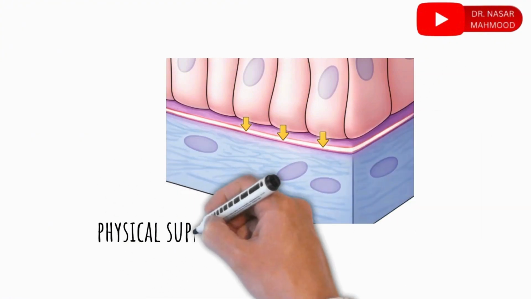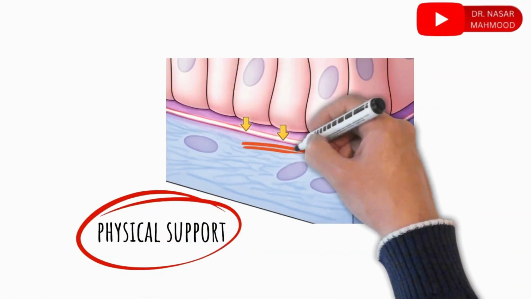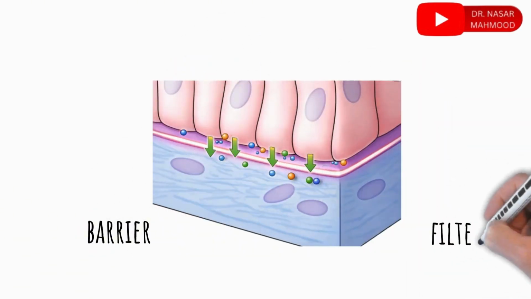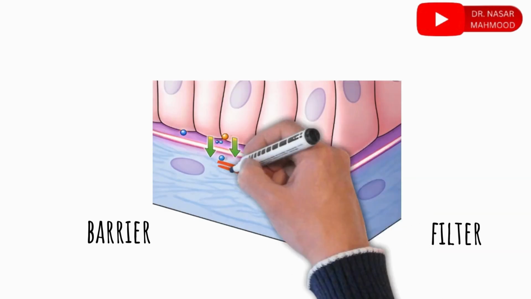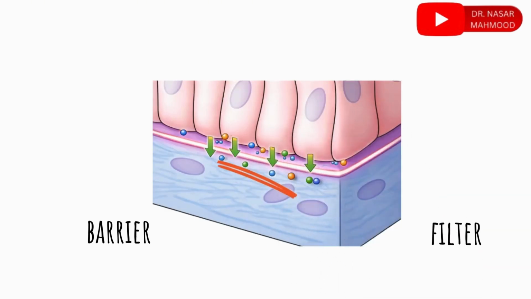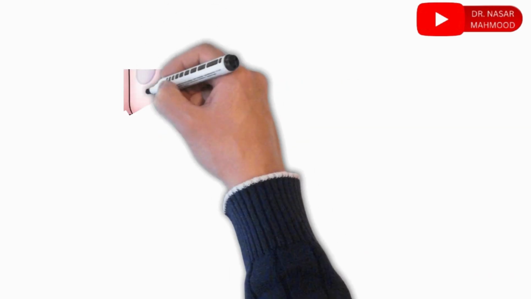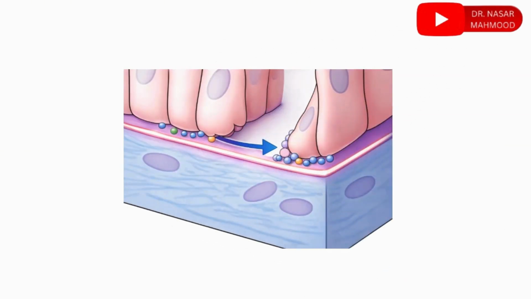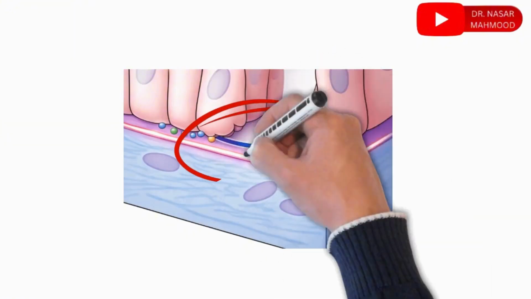Firstly, it acts as a physical support. It keeps the epithelial layer attached and stable. Secondly, it acts as a barrier and filter. Substances passing between the epithelium and connective tissue must cross this layer. And third, it helps guide cell repair and growth. When tissue is damaged, the basement membrane helps cells know where to grow back.